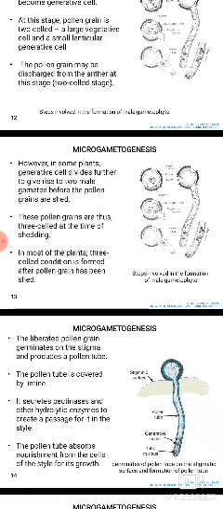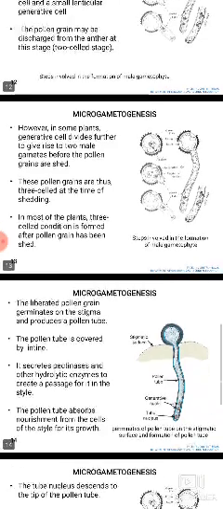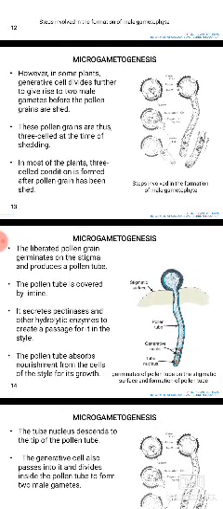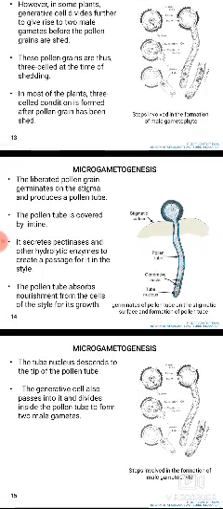The pollen tube is covered by intine. It secretes pectinases and other hydrolytic enzymes to create a passage for it in the style. The pollen tube absorbs nourishment from the cells of the style for its growth. The tube nucleus descends to the tip of the pollen tube. The generative cell also passes into it and divides in the pollen tube to form two male gametes.